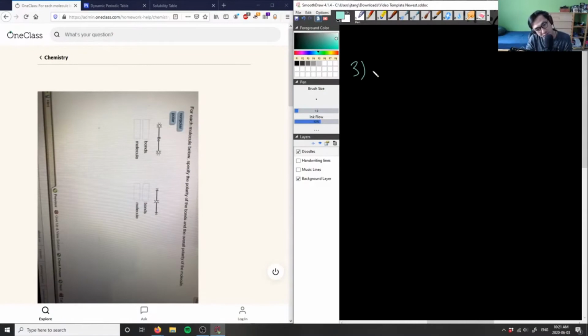For each molecule, specify the polarity of the bonds and the overall polarity of the molecule. Okay, so let me write this down. And then have H bond OH. Okay, it's asking, I want to know the polarity of the bonds and the overall polarity. So let's look at polarity of the bonds first on this compound.